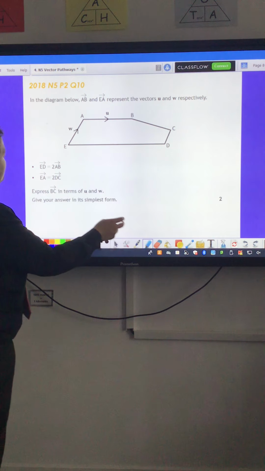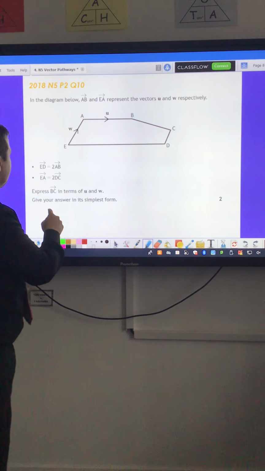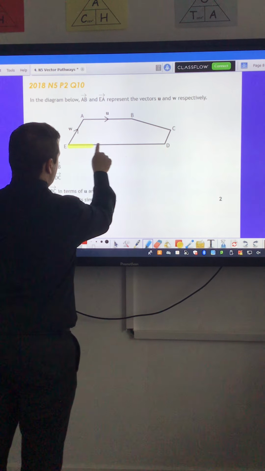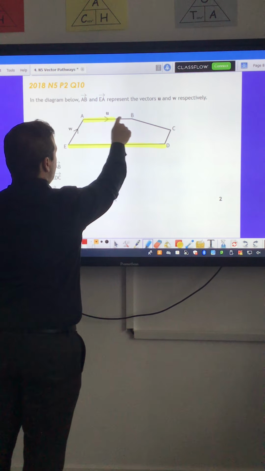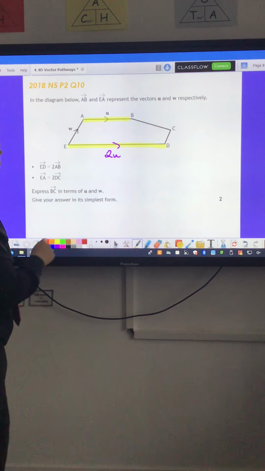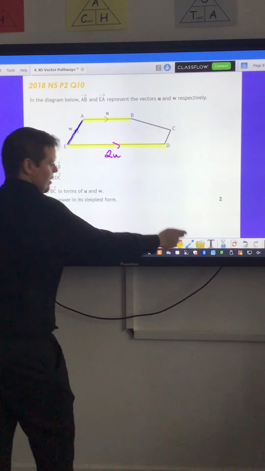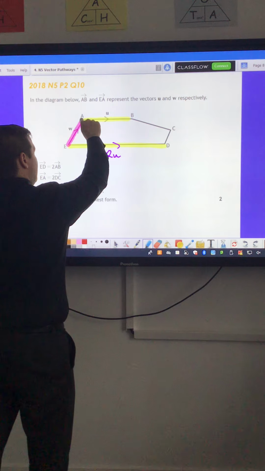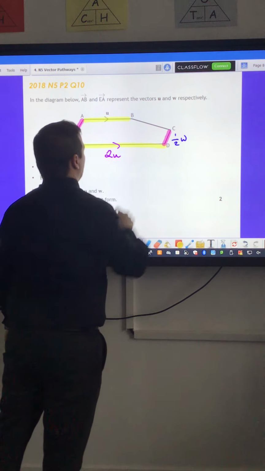Let's have a look at this again. What am I told? Well, I'm told that ED is 2AB. So E to D is 2AB. So this bit here is related to this bit here, but this is 2U because it's double. EA is double DC. So that there is double this bit, so that must be a half of W.